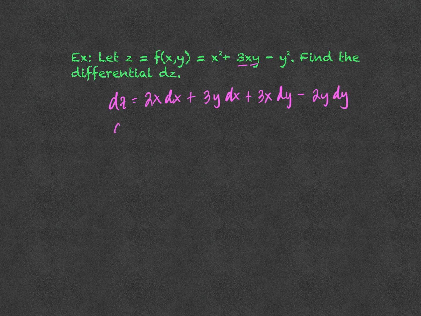We're going to clean this up a little bit and say dz equals, we have two dx terms, so let's say 2x plus 3y dx plus 3x minus 2y dy. So you kind of group them so that you have one dx and one dy. Let's look at one more.